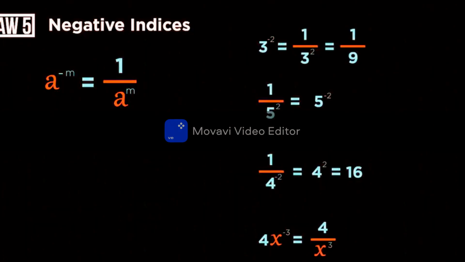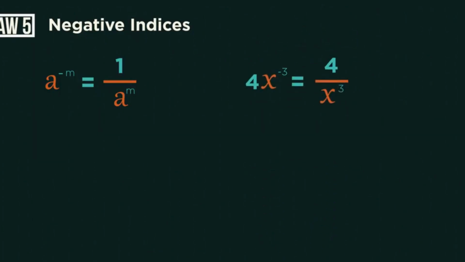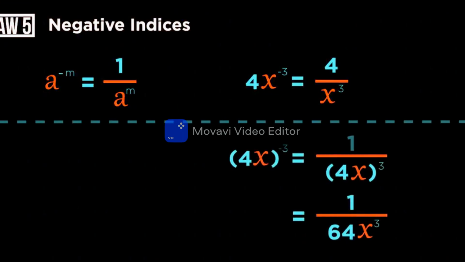Have a look at these examples to see the negative indices law in action. See how on the 4th one, only the x to the negative 3 drops down. This is because the negative 3 only belongs to the x. We would need brackets for it also to affect the 4.